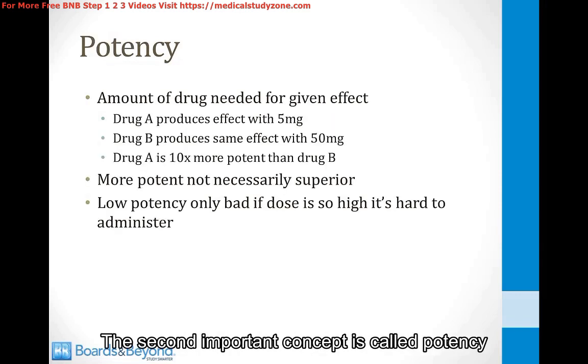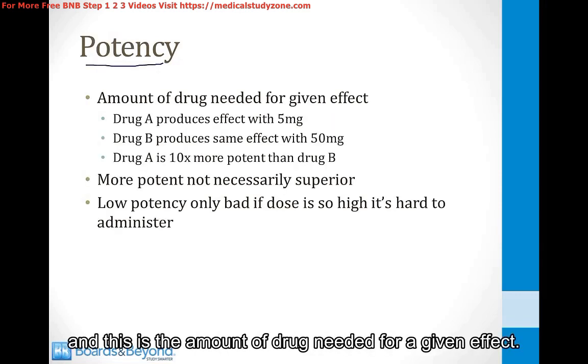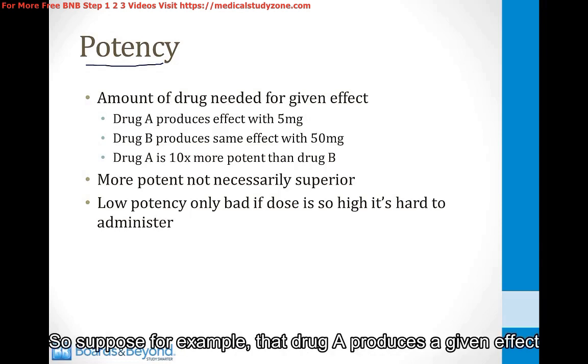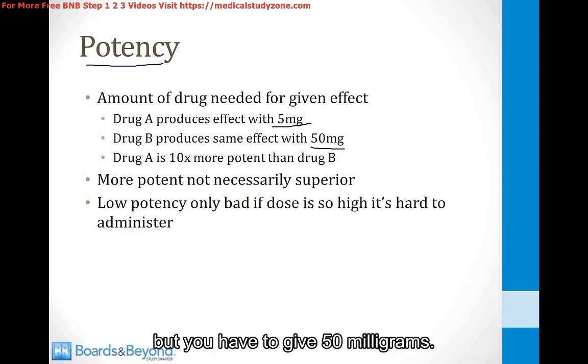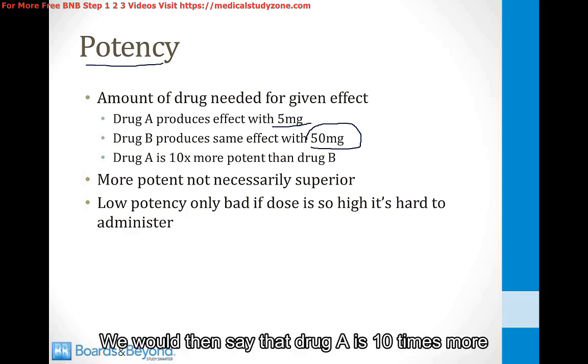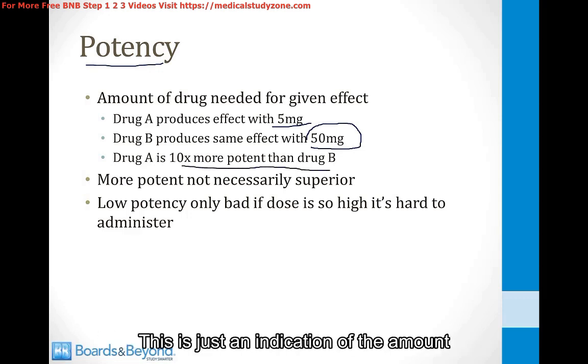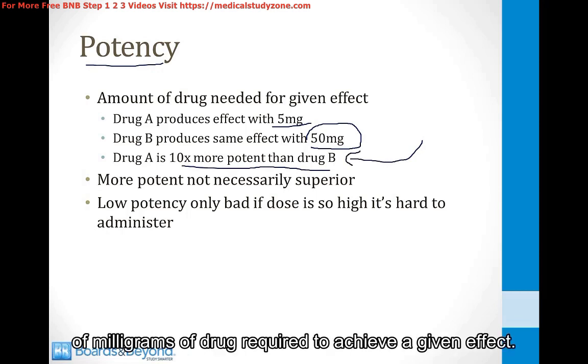The second important concept is called potency, and this is the amount of drug needed for a given effect. So suppose, for example, that drug A produces a given effect with 5 milligrams, and drug B can produce the same effect, but you have to give 50 milligrams. We would then say that drug A is 10 times more potent than drug B. This is just an indication of the amount of milligrams of drug required to achieve a given effect.